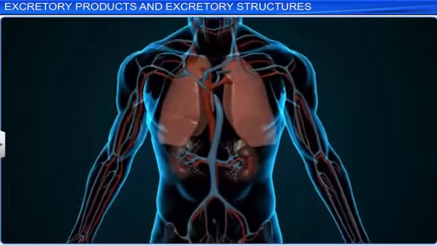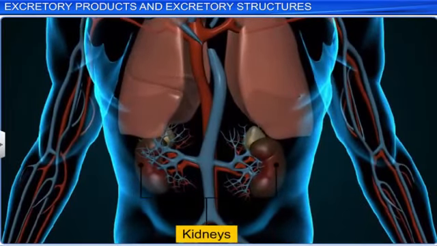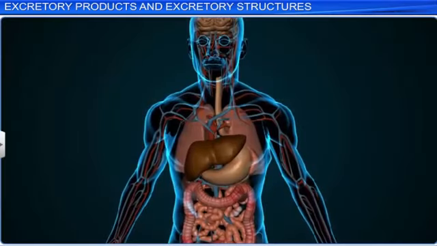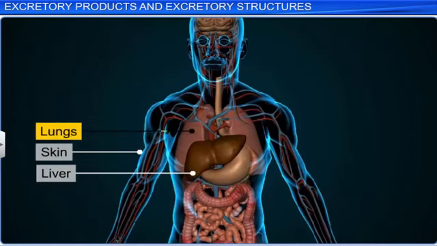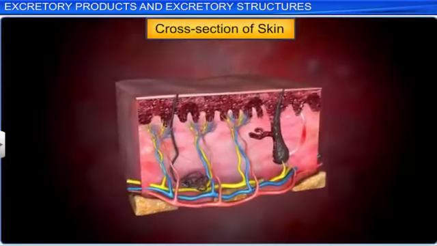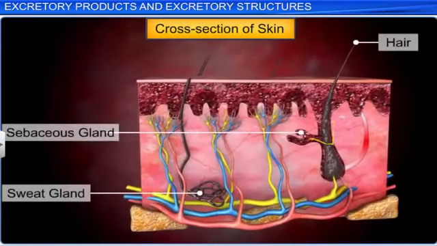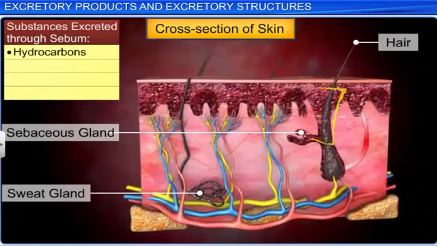The kidneys perform the main function of excretion in highly evolved mammals such as man. Along with the kidneys, the skin, liver and lungs also help in the removal of certain wastes from our body. Our skin has sebaceous glands that secrete sebum, through which substances like hydrocarbons, sterols and waxes are excreted. This secretion, however, provides a protective oily covering for the body.